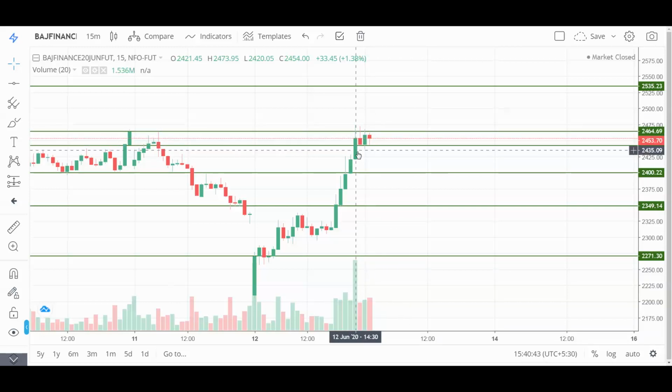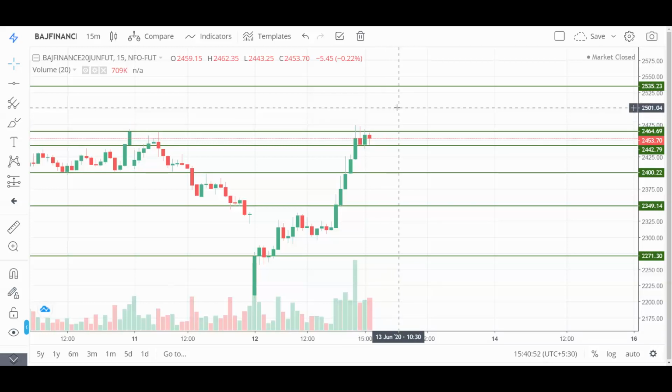About this high price, 2473.95 is the high price. So you can buy above this level with the target of 1% and stop loss of 0.6% for intraday. For swing traders, you can go with the target of 2 to 3% and stop loss of 1%.